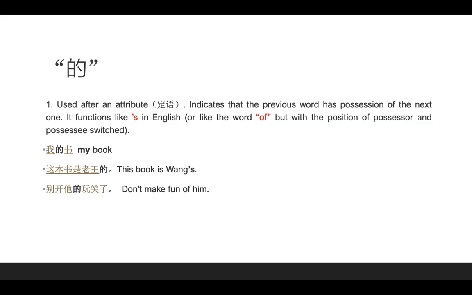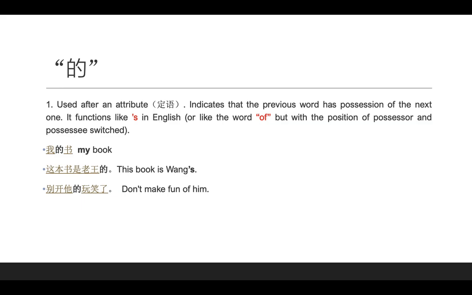So 的, firstly, it can be used after an attribute 定语, and it indicates that the previous word possesses the next one. It functions like apostrophe s in English, or like the word of, but with the positions of possessor and possessee switched. For example, 我的书. Here it indicates the possession of the book, which is mine. So it is my book. The possessor is before the 的, and the possessee is 书, the book. So it's 我的书, my book.